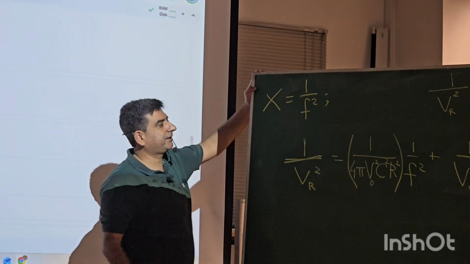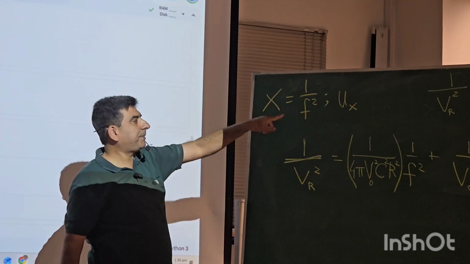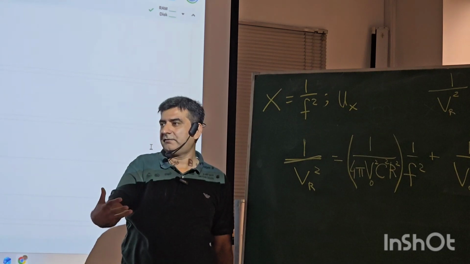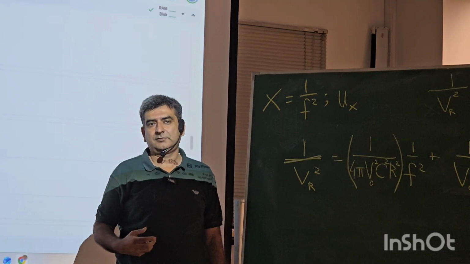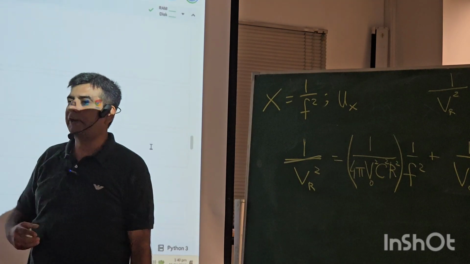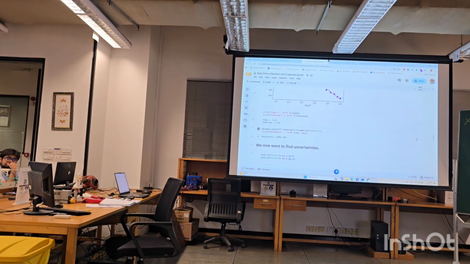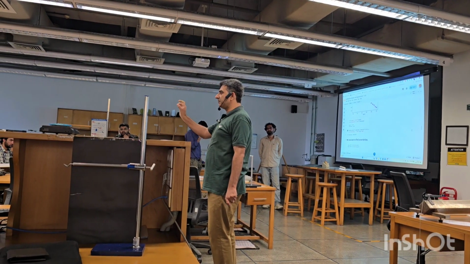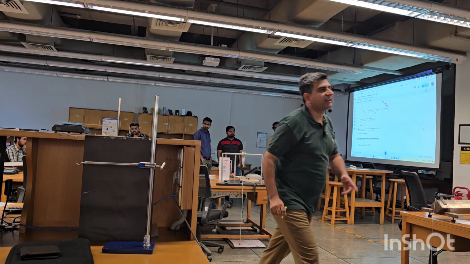Let's finish this equation here. My uncertainty in x will depend upon the derivative of this with respect to f and multiplied by the uncertainty in f. Alright? Are you with me on this? So your x is 1 over f squared. You find the derivative of 1 over f squared with respect to f and multiply this with the uncertainty in f.